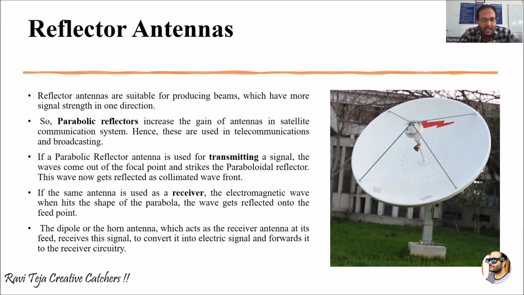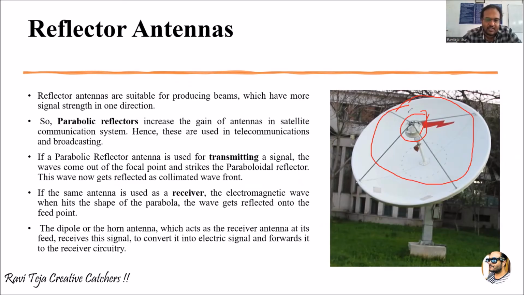If a parabolic reflector antenna is used for transmitting the signal, first the waves come out of the focal point. This is the focal point. You can see the same thing in your DTH TVs and all those things, right? The waves strike the parabolic reflector. This is a parabolic reflector. Now the wave gets reflected into a wave front, and the waves are projected forward.